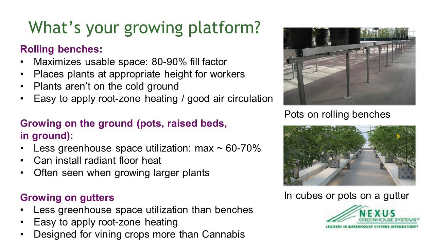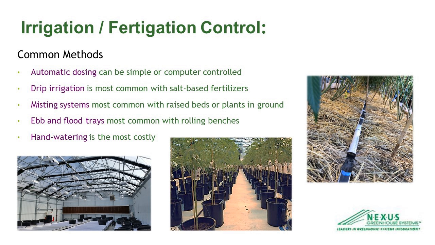Next, let's get to the irrigation and fertigation control. So some of the common methods for irrigating would be automatic dosing, which is either a dosatron-style injector or a computer-controlled style system where they have pumps that measure out the proper amount of nutrients that go into the irrigation water. Drip irrigation is most common with salt fertilizers. However, we do see people use drip irrigation with different styles of organic growing as well.